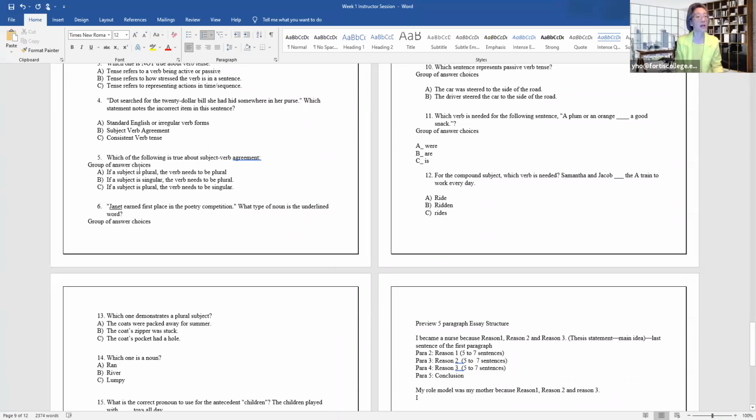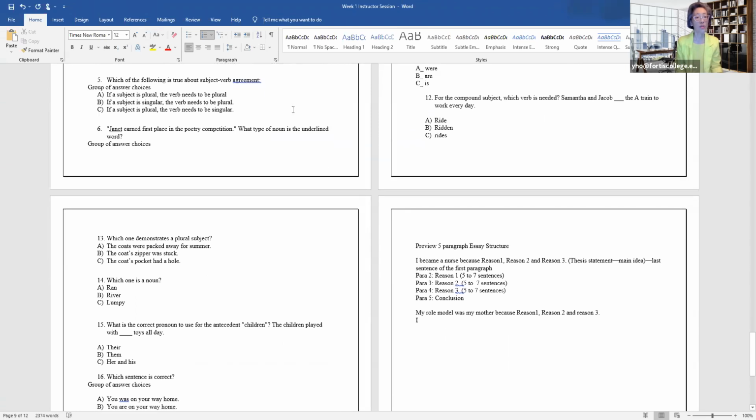Yes, that's correct. Dot searched, this is had, hid, and hid. So therefore the tenses are not consistent because here you should have had searched. Now you've got consistent verb tense: Dot had searched for the $20 bill she had hid somewhere in her purse. So the incorrect item in this sentence is consistent verb tense. You have to have the same verb tense in one part of the sentence as in another part of the sentence. And so C is the correct answer.